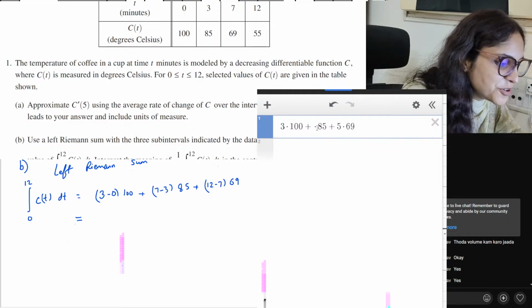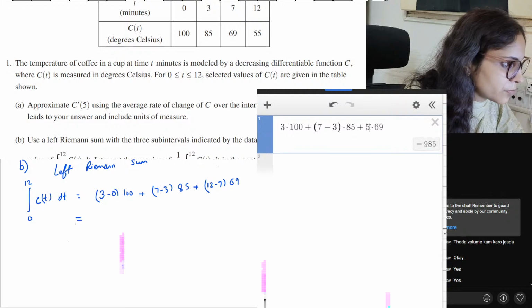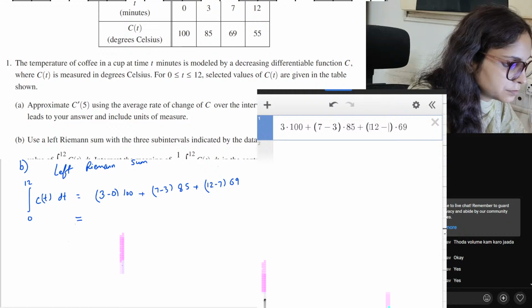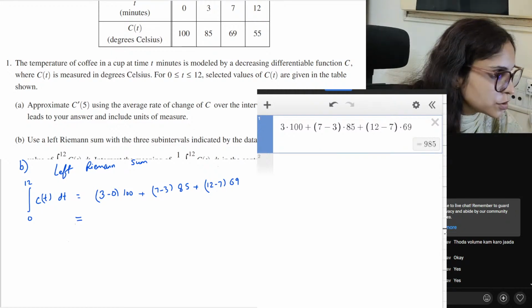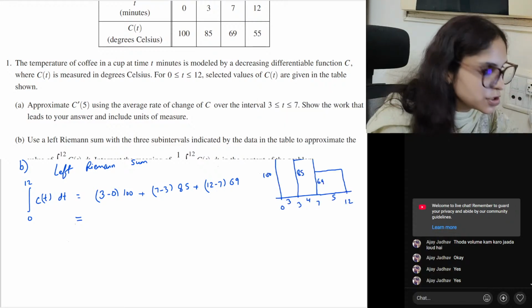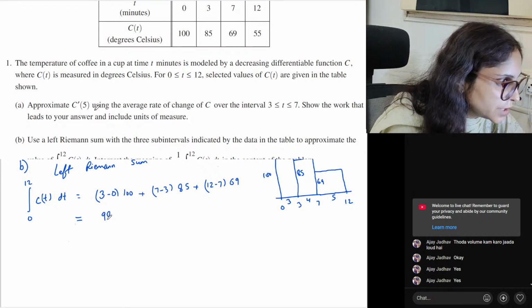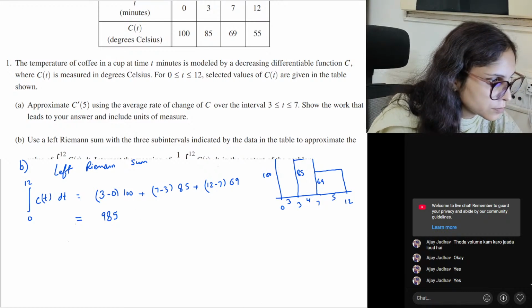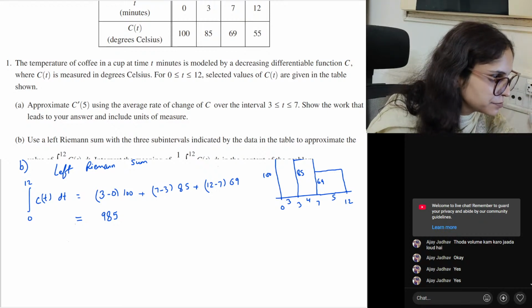If you want, if you're not sure, you can also write 7 minus 3. And here also you can write 12 minus 7. We'll still get 985. So this answer is 985. Okay. Now I'll just remove the calculator. And this is 985. And in this particular question, they're not asking for units, so you do not need to write the units.